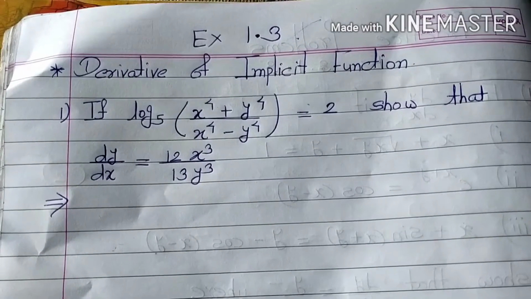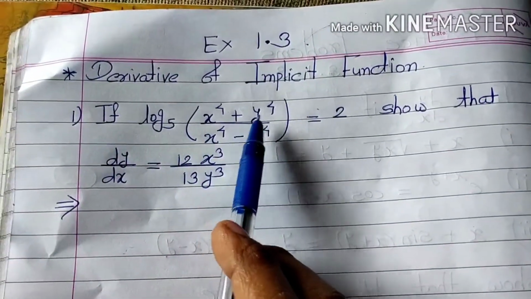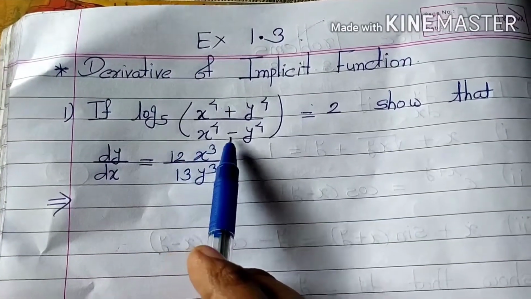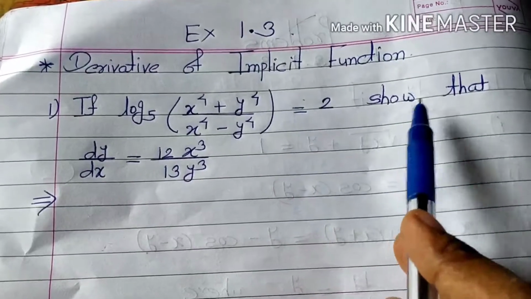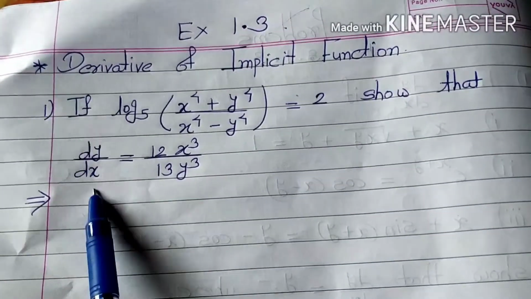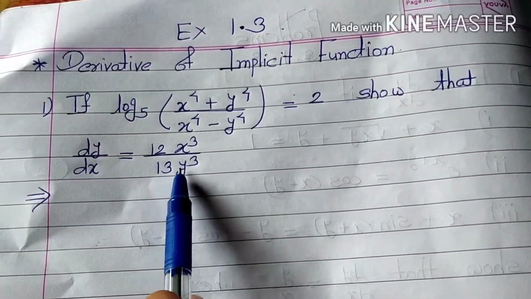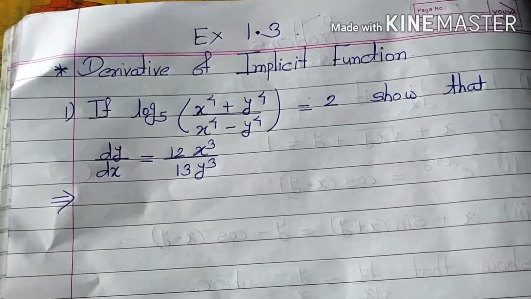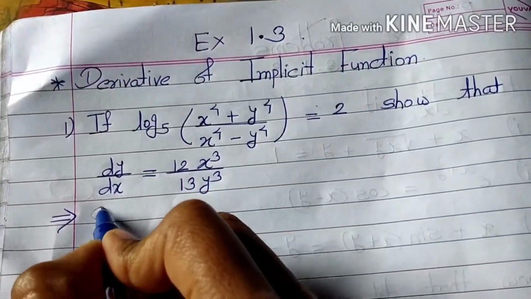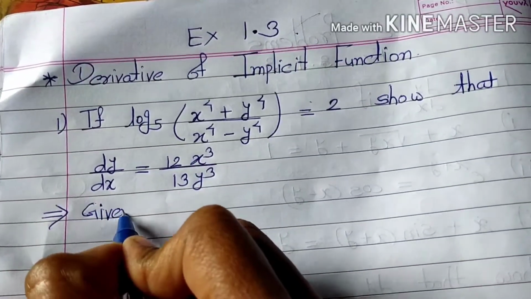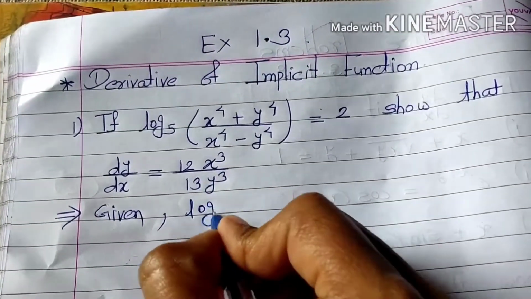So our first example is: if log of (x raised to 4 plus y raised to 4) upon (x raised to 4 minus y raised to 4), base 5, is equal to 2, then we have to show that dy by dx is equal to 12x cube upon 13y cube. So first, what is given? Right here, given: log base 5.